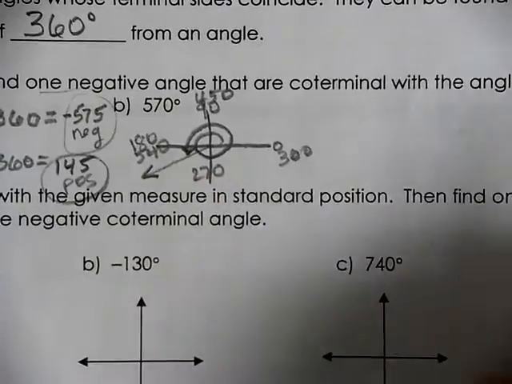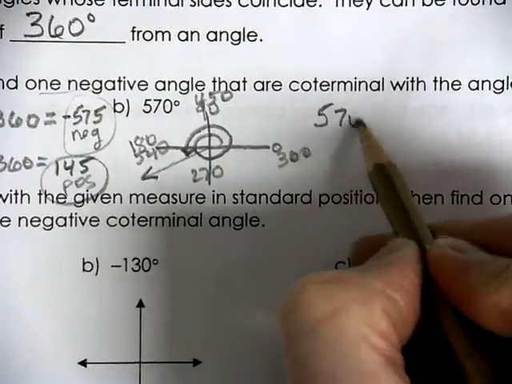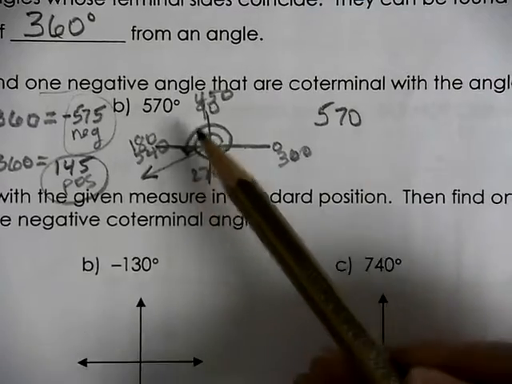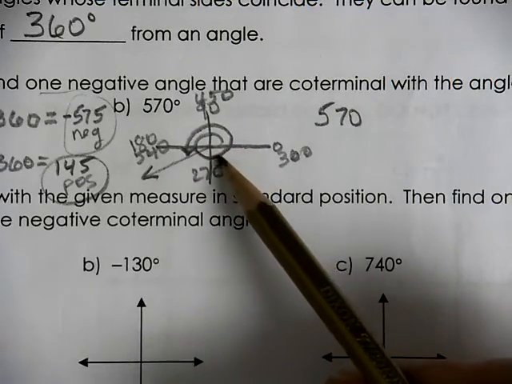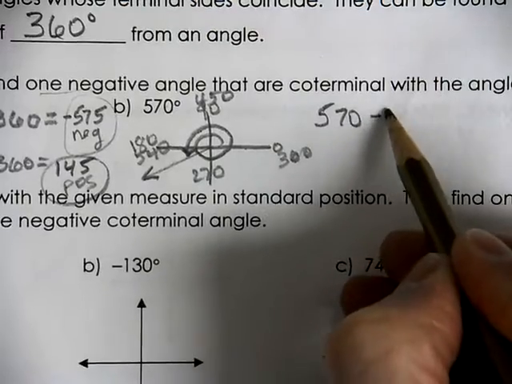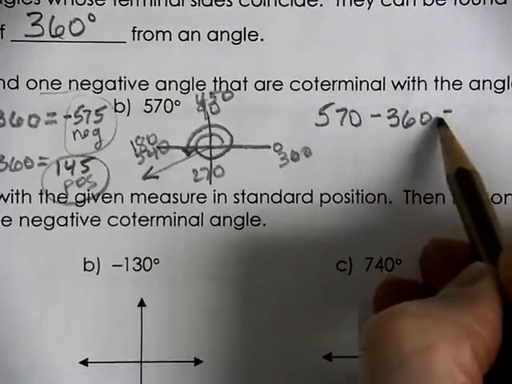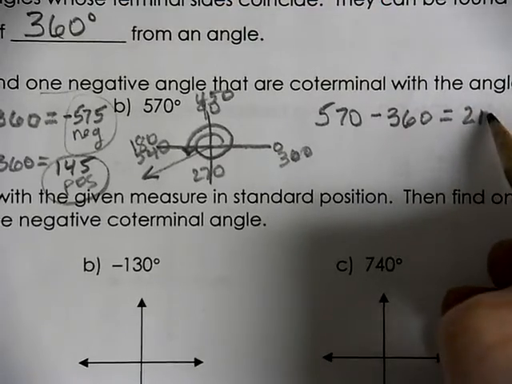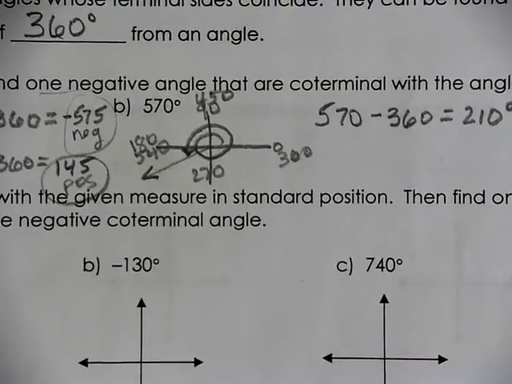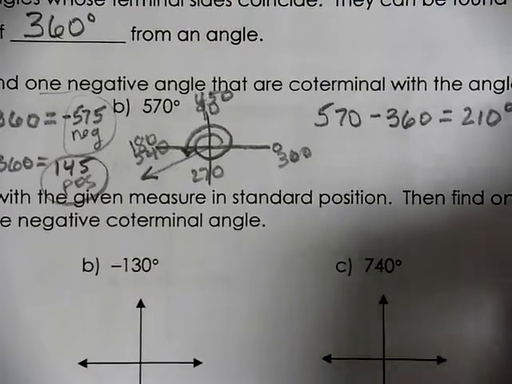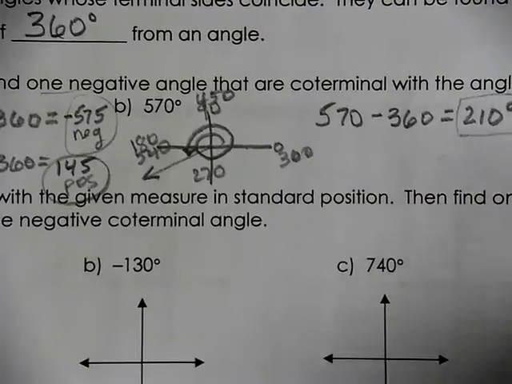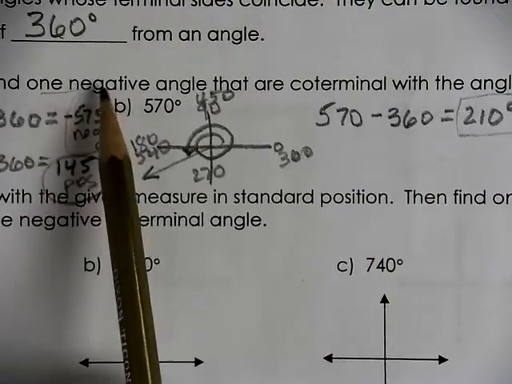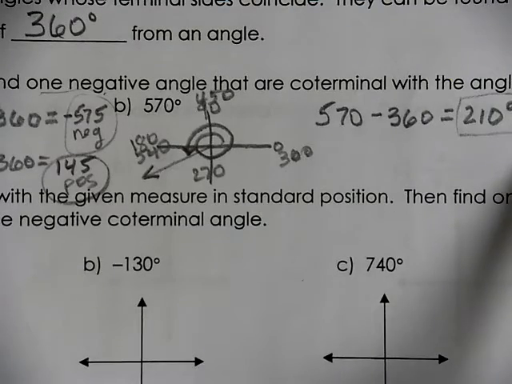What other angles point in that same direction? We have 570. So if I back up 360 degrees, I'm still going to land at that coterminal location. I'm at 210 degrees. That is a positive coterminal, because we're asking for one positive and one negative. That would be my positive answer.